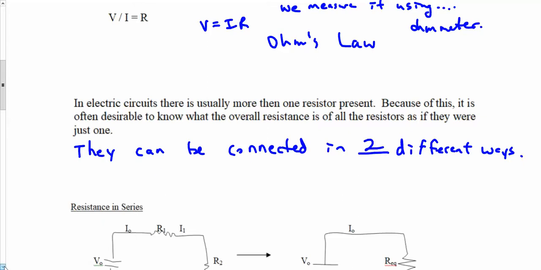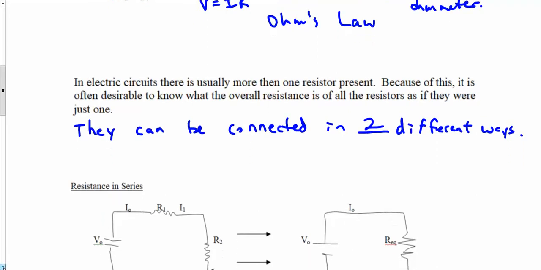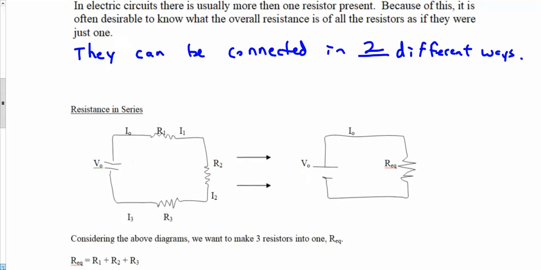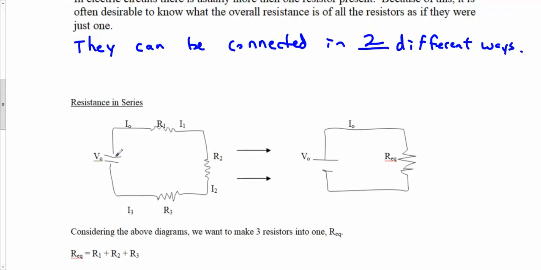I can connect them in series, and series means there's only one path from the first one to the next one. Here I have three resistors in series, or I could just have two resistors, or four, it doesn't matter. When things are in series, there's only one path that is followed through those resistors. So here I'm turning R1, R2, and R3 into one super equivalent resistor, R_eq.